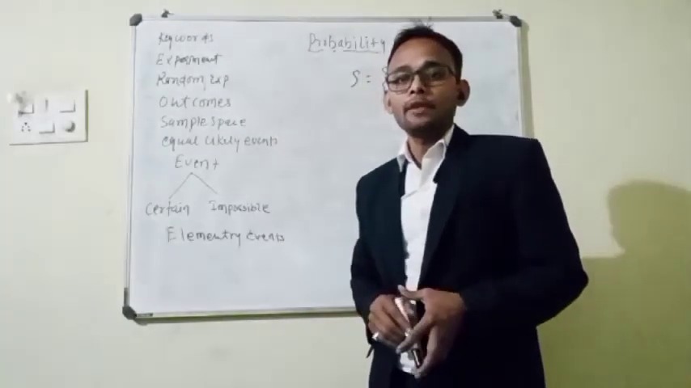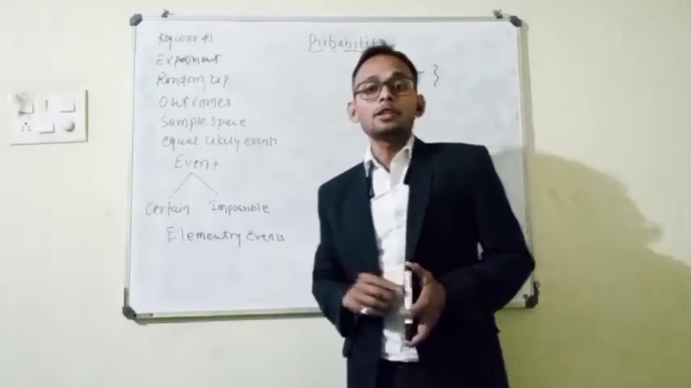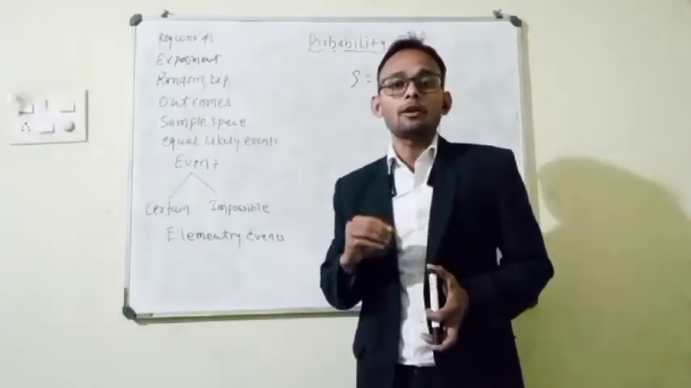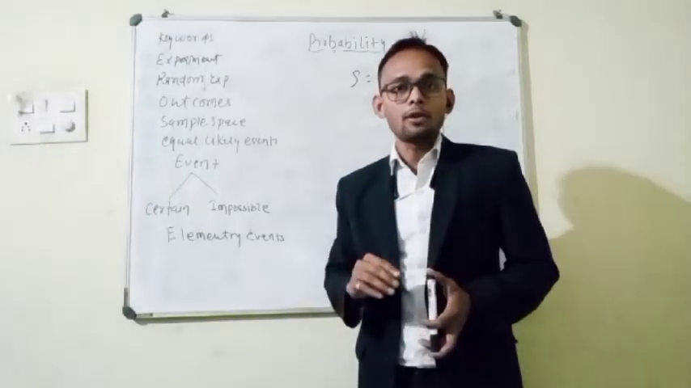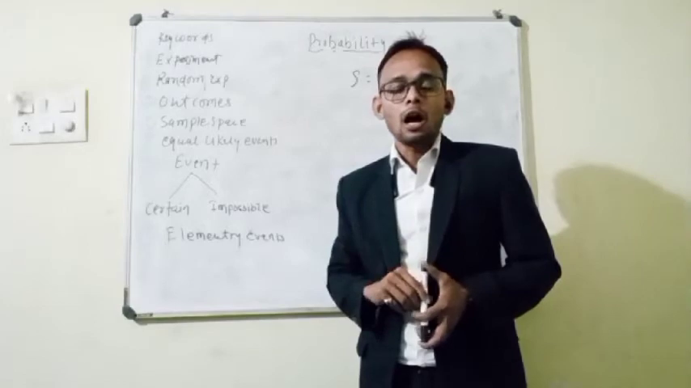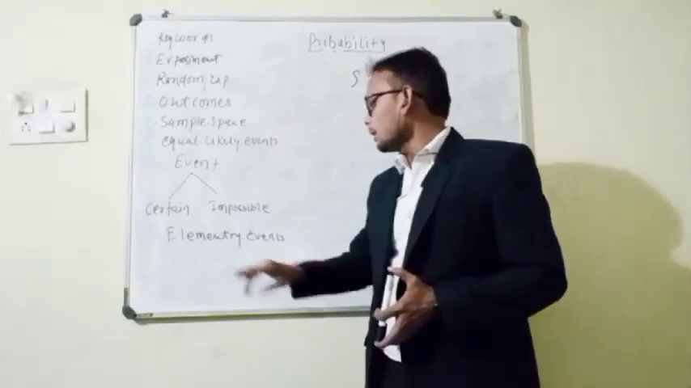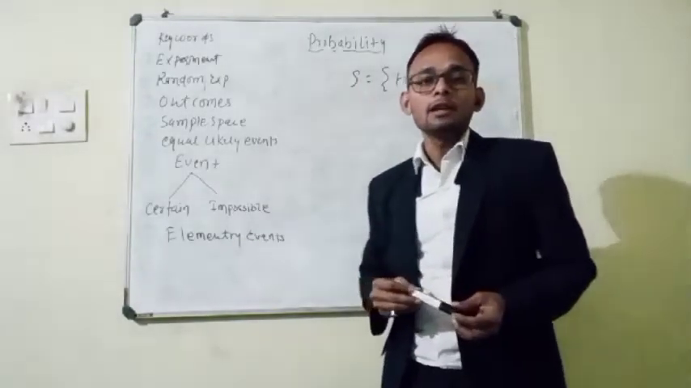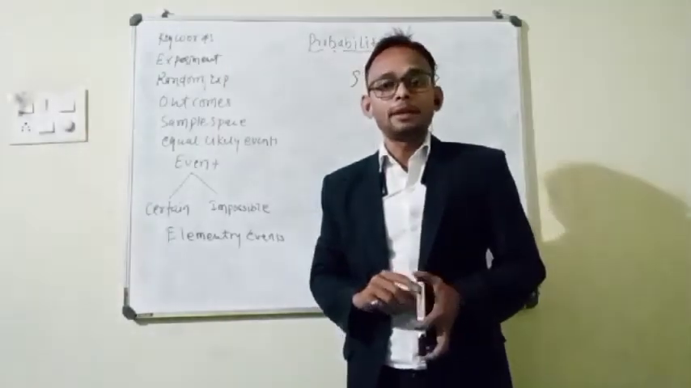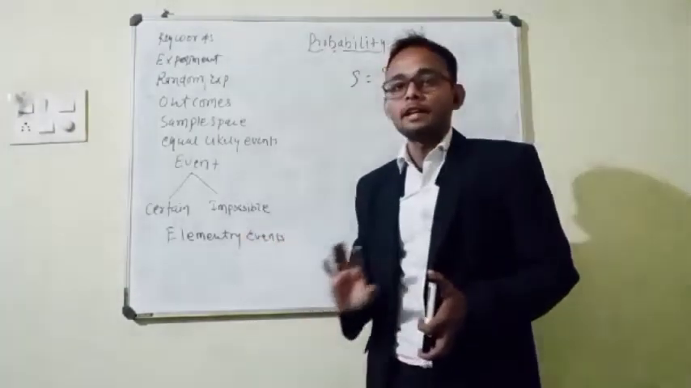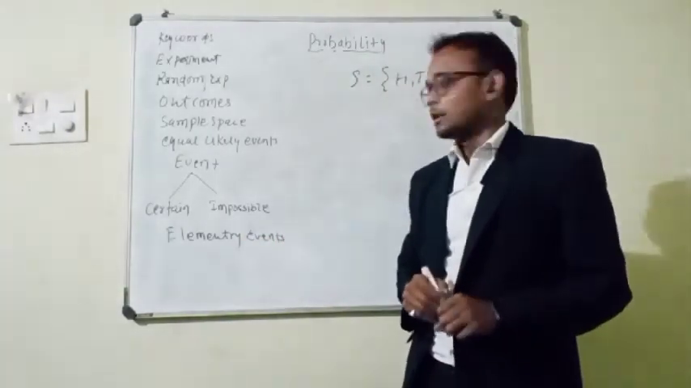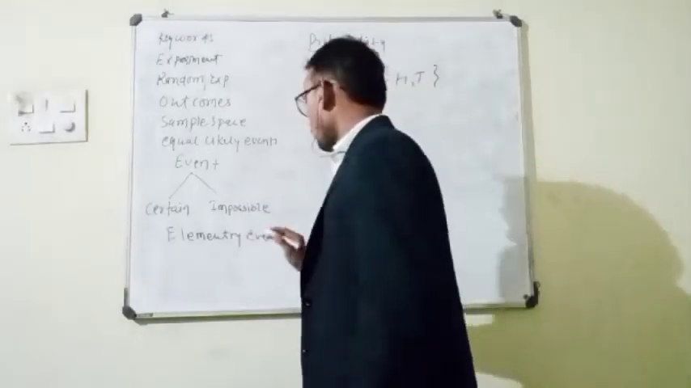So what is an elementary event? The events which have only one possible outcome. These events are called elementary events, and the sum of all the probabilities of the elementary events is always equal to 1. Like one example of a dice.